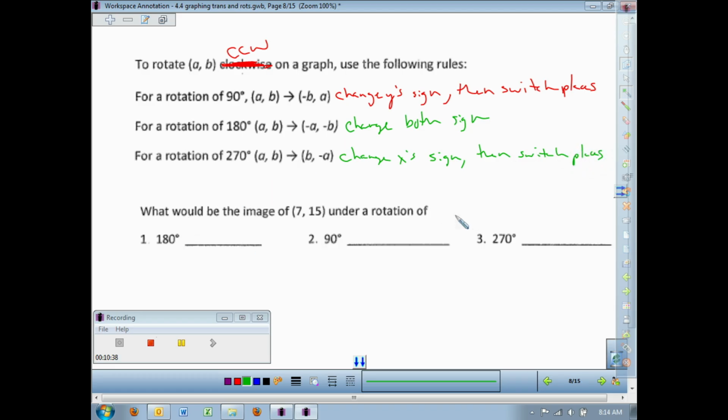Cool. Let's do this. This is point 7, 15 under a rotation of 180 degrees. Change both signs. It would rotate to -7, -15. That would be the new image. For 90 degrees, change Y sign, then switch places. And to rotate 270 degrees, change X's sign, then switch places. So that's what we'd get when we do those.